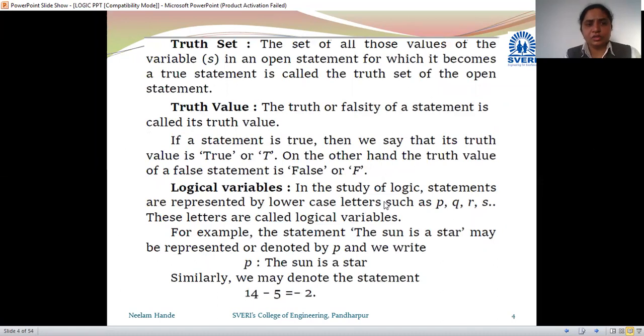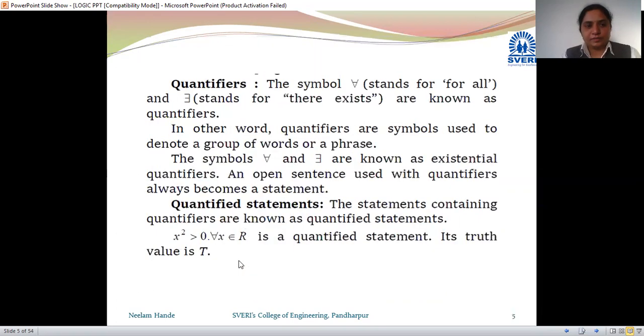These are the definitions: truth set, truth values. Capital T is true, capital F is false. And the logical variables are denoted by the letters P, Q, R, S. For example, "The sun is a star" is a statement, and the statement is denoted by some variable. That variable is called a logical variable.